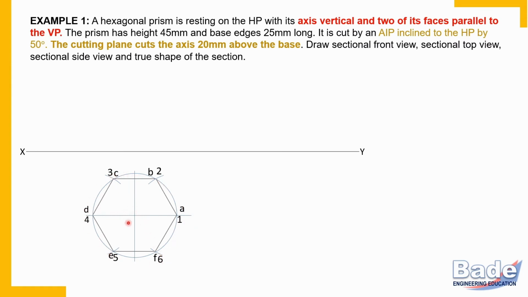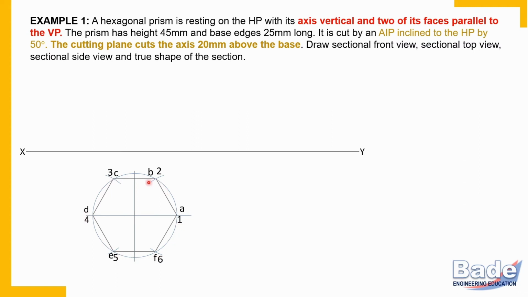Remember, there is no apex here. This center of the hexagon represents axis in the top view. Since axis is vertical, it appears a point in the top view. Edge A1, it is vertical edge. It appears a point in the top view. So there are 6 vertical edges. This object is vertical. Axis is vertical, and therefore all face edges are vertical. Remember, in case of prisms, face edges are always parallel to the axis.